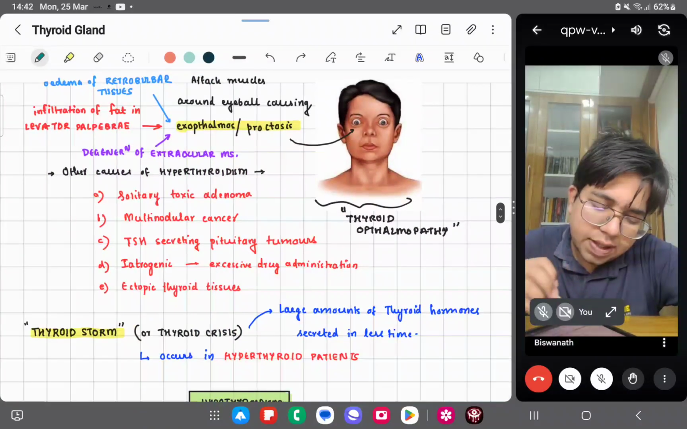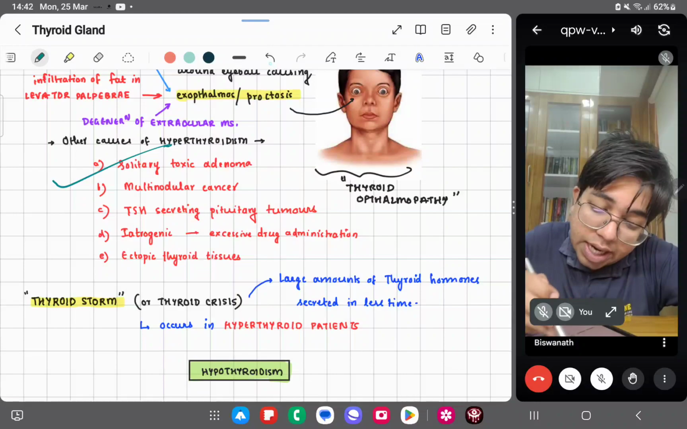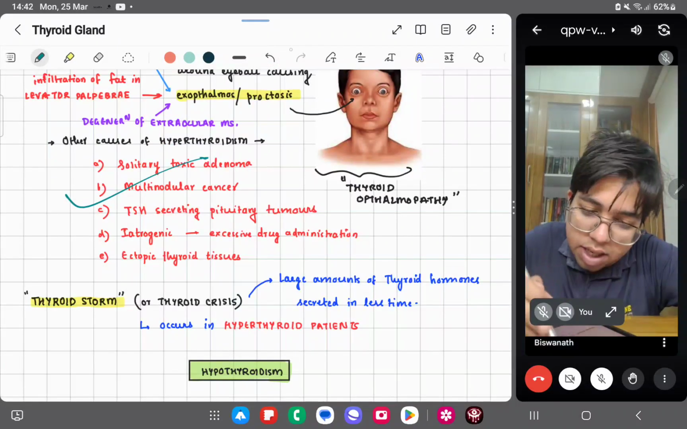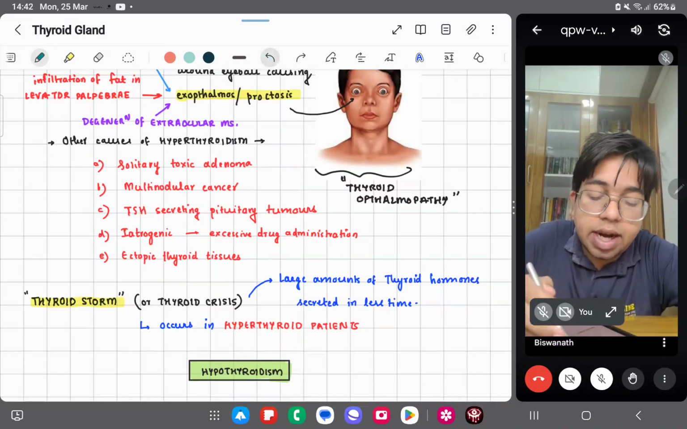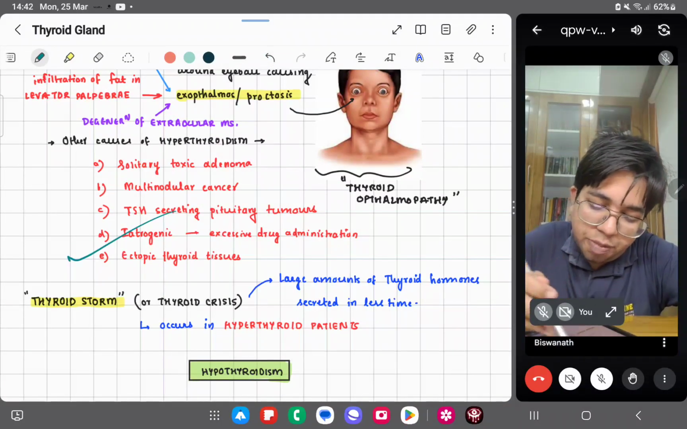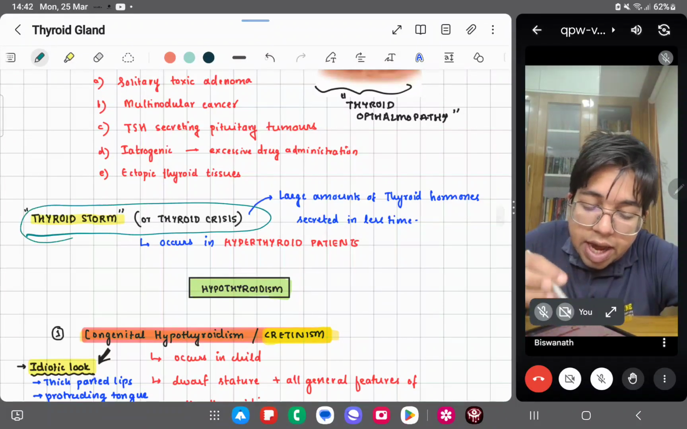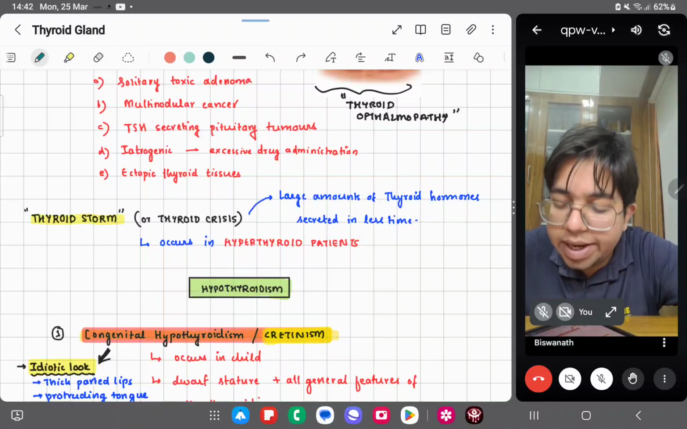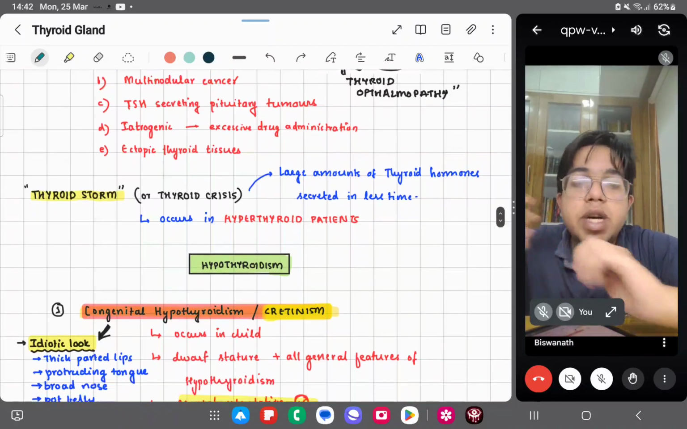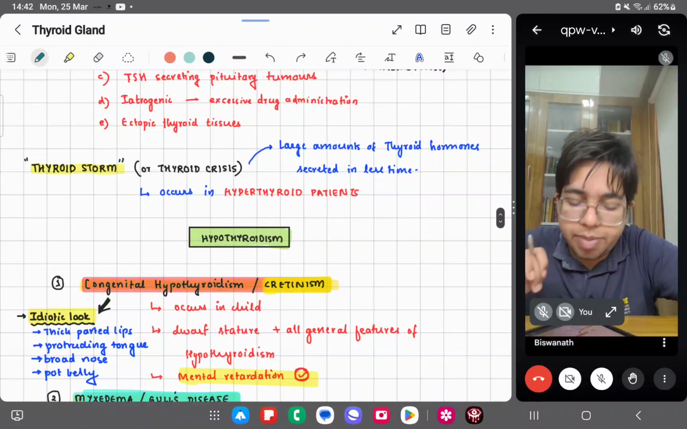There are many other causes of hyperthyroidism, like solitary toxic adenoma, multinodular goiter, TSH secreting pituitary tumor, iatrogenic that is drug induced, and ectopic thyroid tissue. Thyroid storm is also called thyroid crisis, in which a large amount of thyroid hormone is secreted in a short time. There's a burst of thyroid hormone synthesis, and it occurs in hyperthyroid patients.